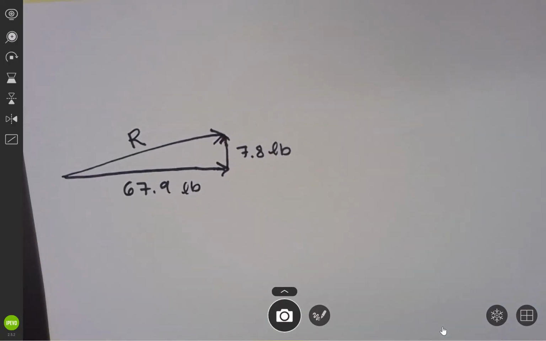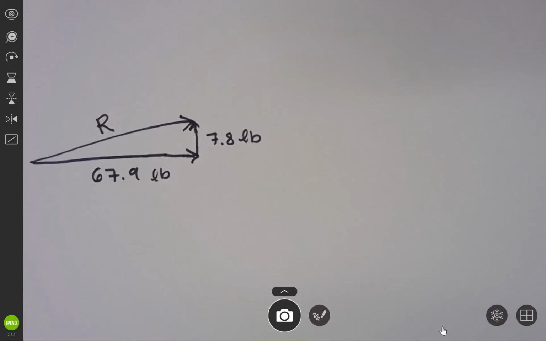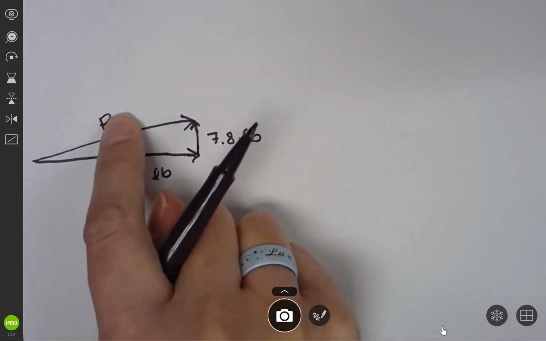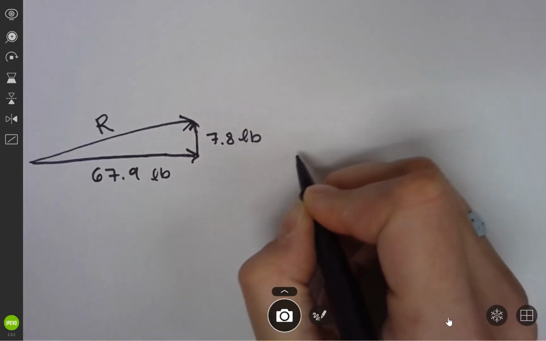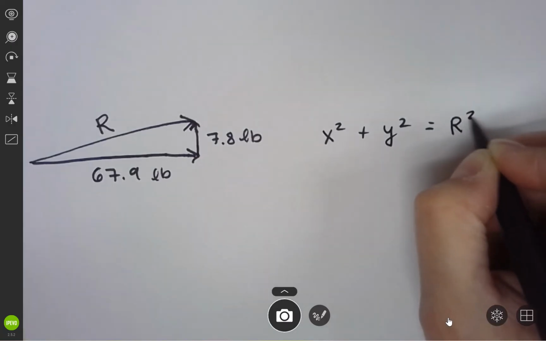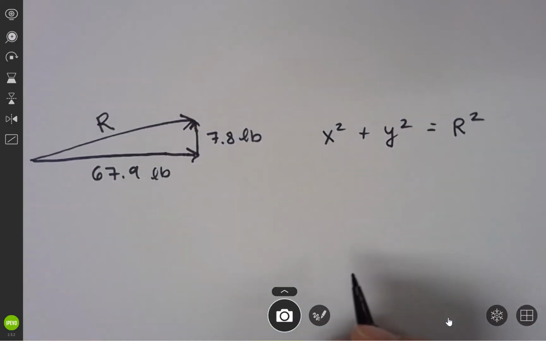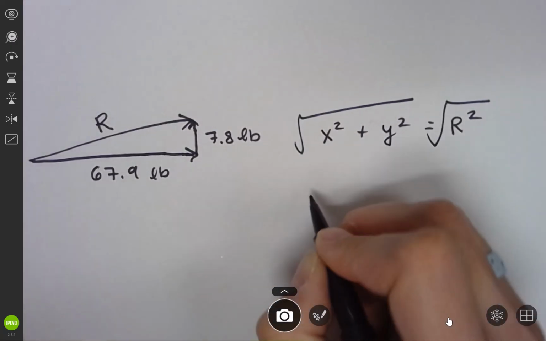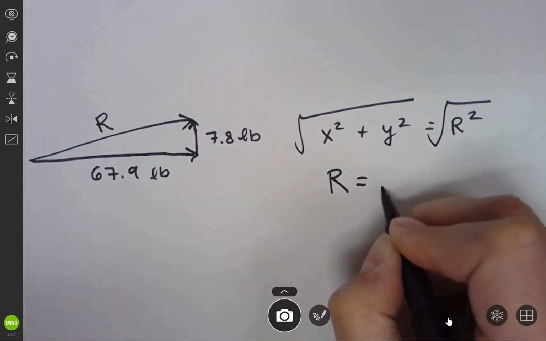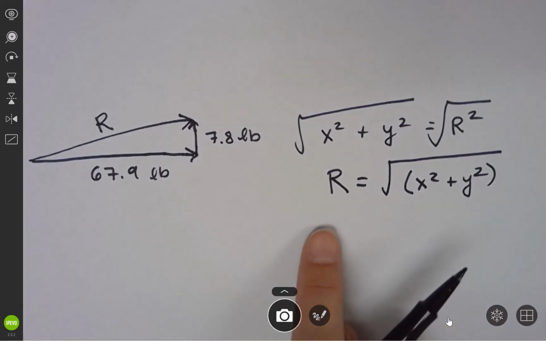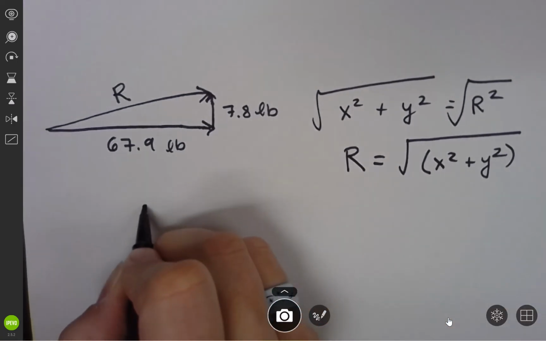So to figure out what R is, I need two steps. One is the Pythagorean theorem. The Pythagorean theorem says that if I take the legs of a triangle, each of them squared, I get the R squared. So I could say x squared plus y squared equals r squared. Now, sometimes it helps to simplify the algebra before we do the problem. If I take the square root of both of these, I'd get r. So I can rewrite this formula as r equals the square root of x squared plus y squared. I am then going to substitute these numbers in there.